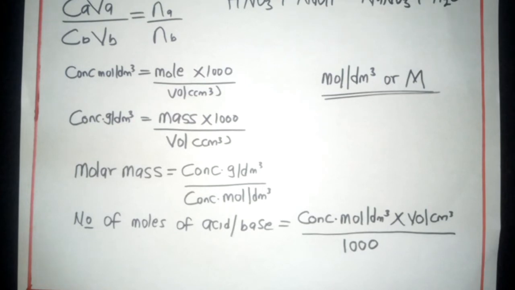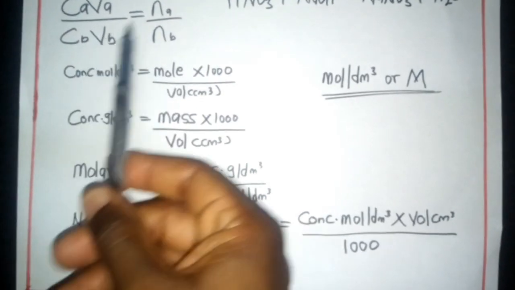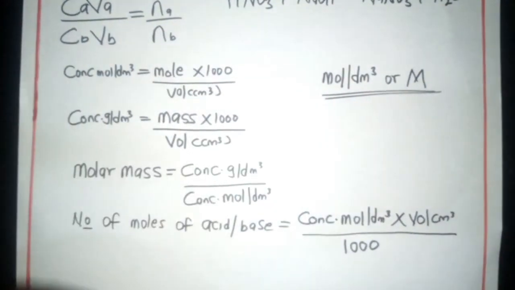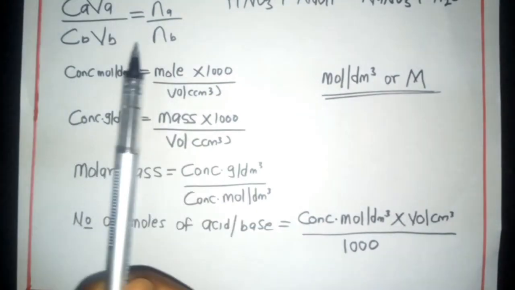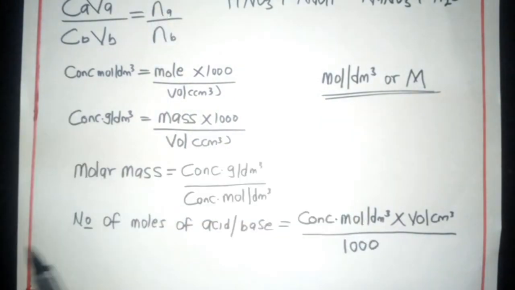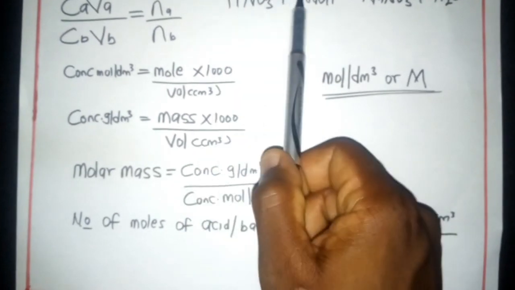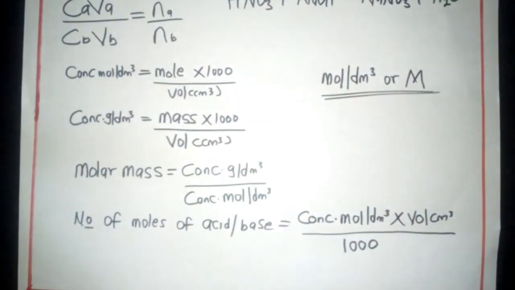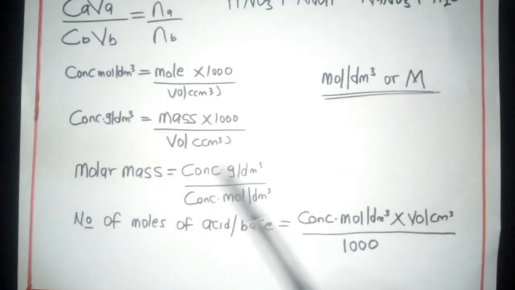For this one now, CAVA over CBVB equals NA over NB. If you are given, you'll be given all of them excluding one of them. You can use this one to calculate the concentration of either of them. NA is the mole ratio here. Here you can assume that is 1 here, is 1 here. So here will be 1, 1. You can use this formula to calculate anything you want to calculate, or molar mass, or number of moles.